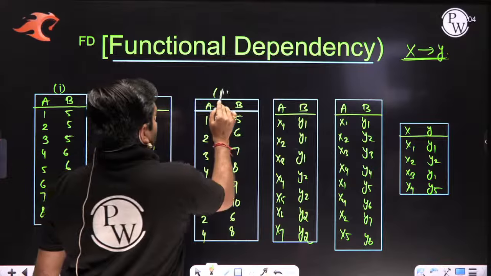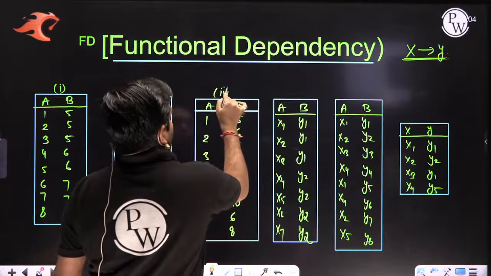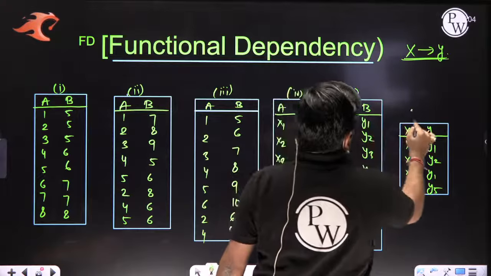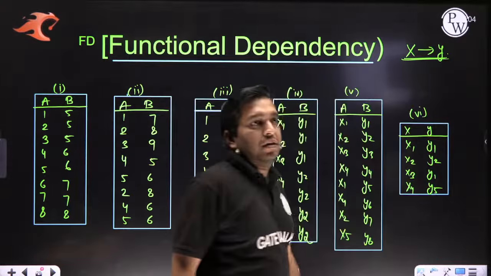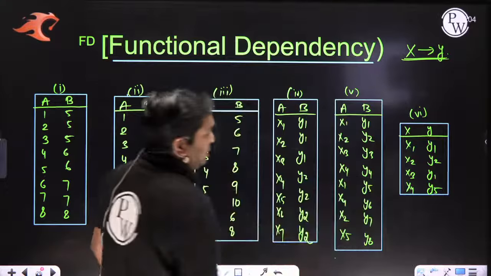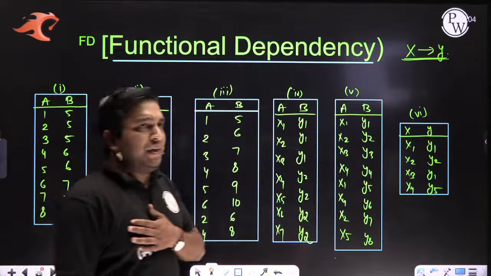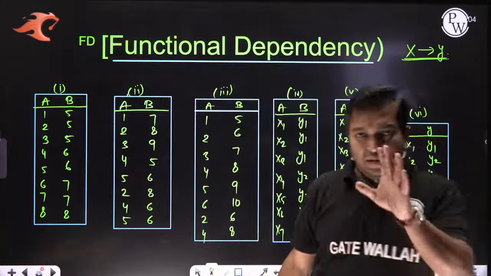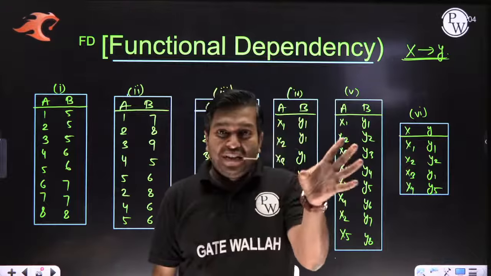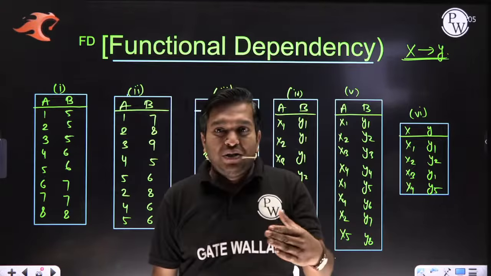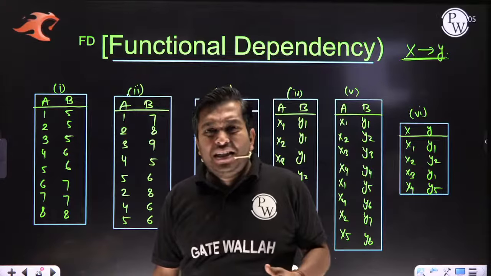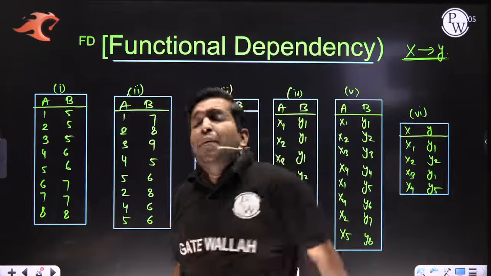Second. Third. Fourth. Tell me please. And how do we check? First of all, if FD does not exist, we are not able to do anything. What is the meaning of FD? Functional dependency. First of all, it is not a fixed deposit. FD means functional dependency. And what is the meaning of functional dependency? If FD does not exist, you are not able to do anything, my dear.